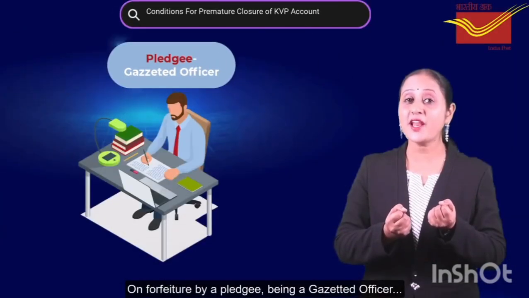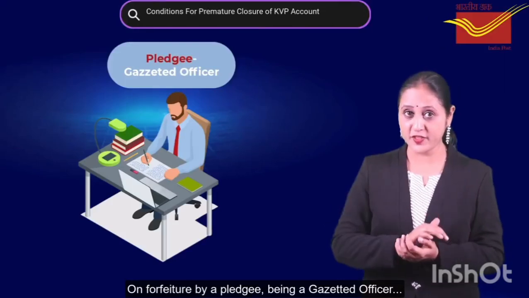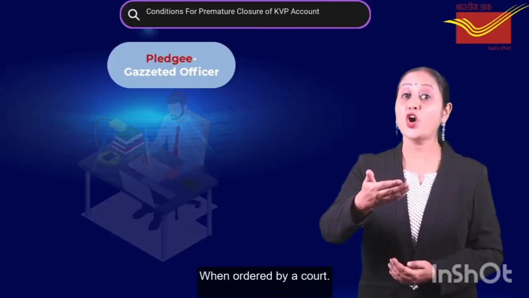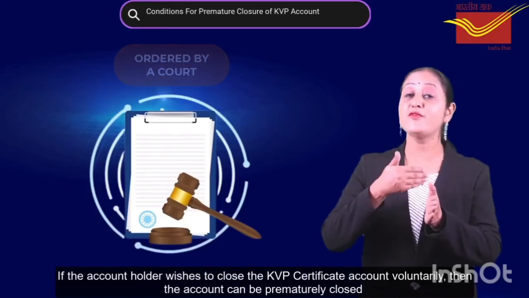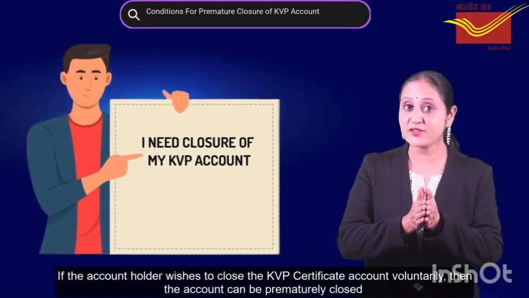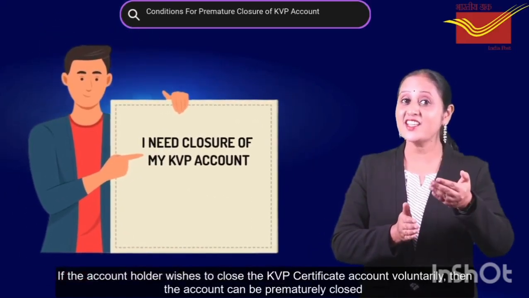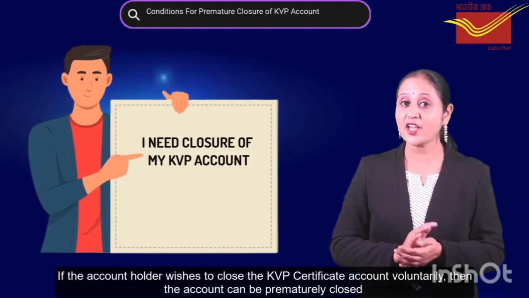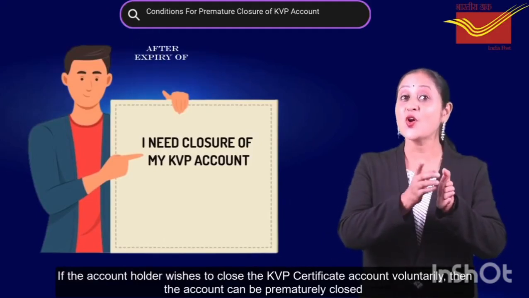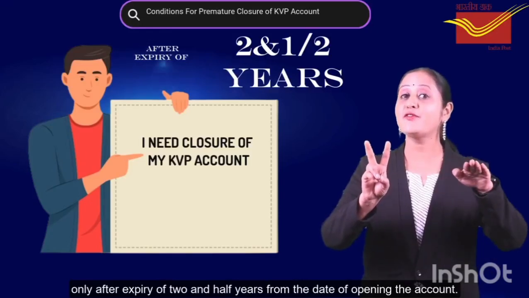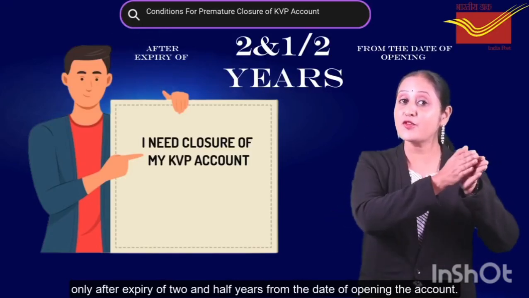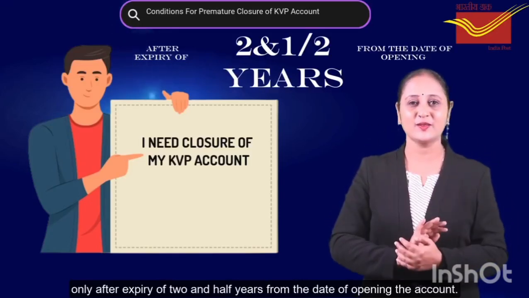On forfeiture by a pledgee being a gazetted officer, when ordered by a court. If the account holder wishes to close the KVP certificate account voluntarily, then the account can be prematurely closed only after expiry of 2.5 years from the date of opening of the account.